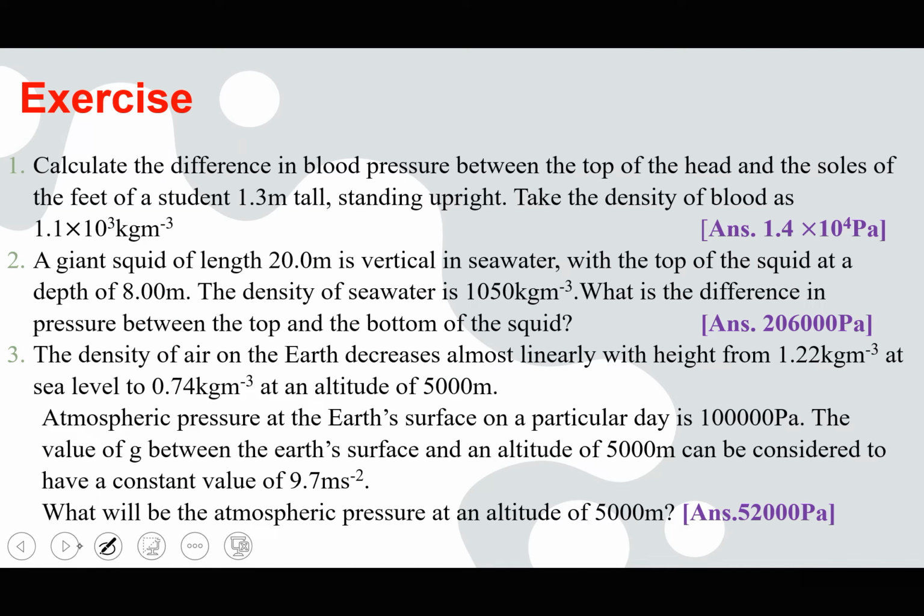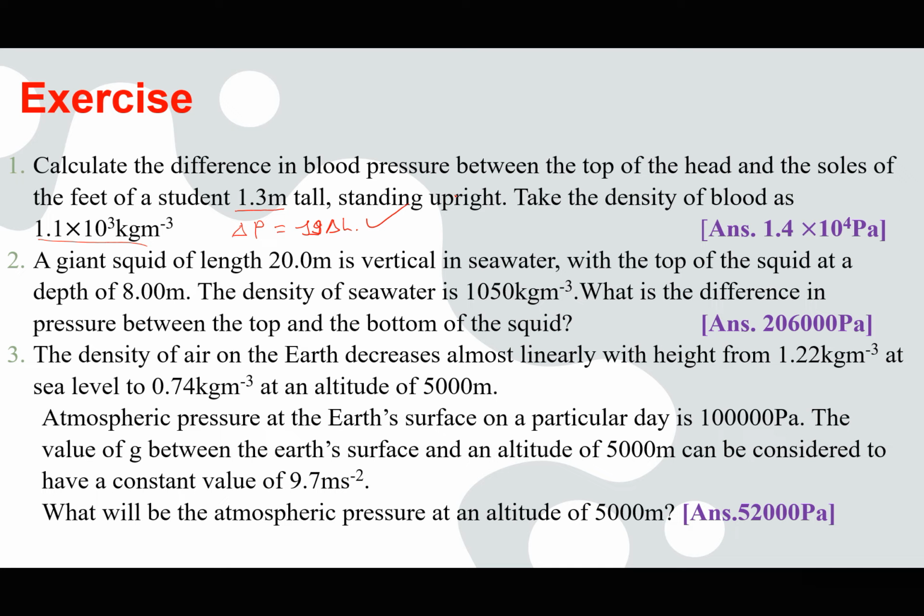Here is an exercise. I'll still give a hint, just a hint. Calculate the difference in blood pressure between the top of the head and the soles of the feet of a student 1.3 meters tall standing upright. Take the density of blood as that. So we want the difference in the blood pressure. Difference in blood pressure will be equal to density times G times difference in height, where delta H is 1.3. I think that one is direct.